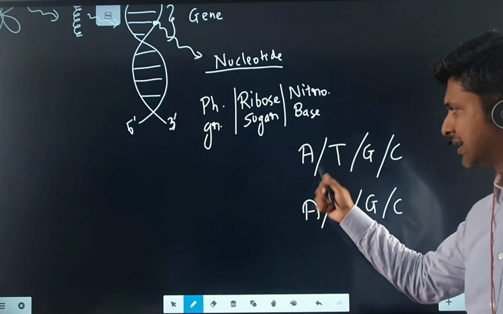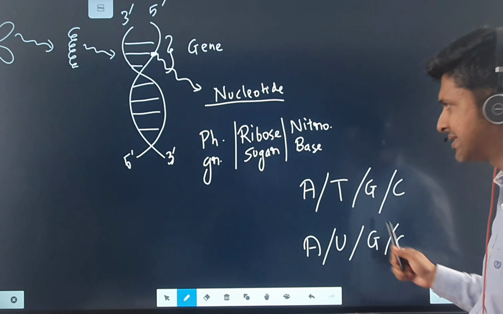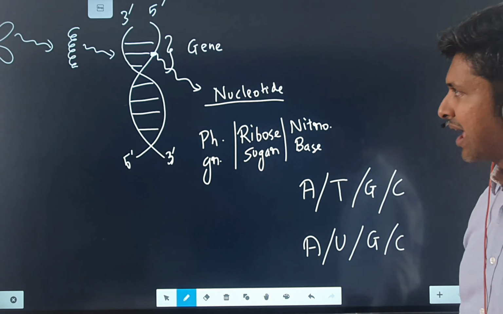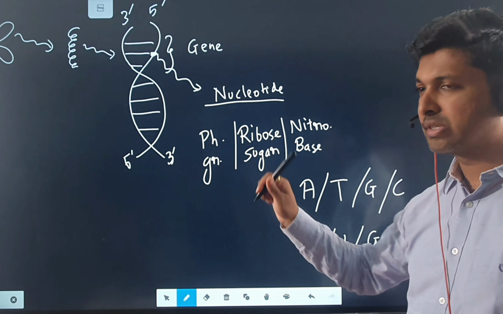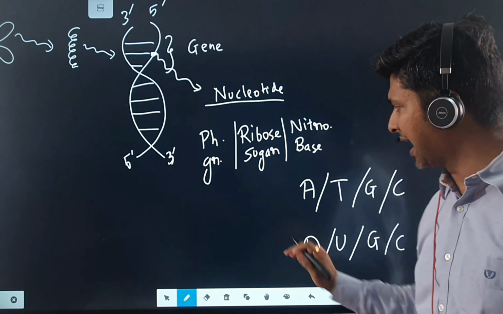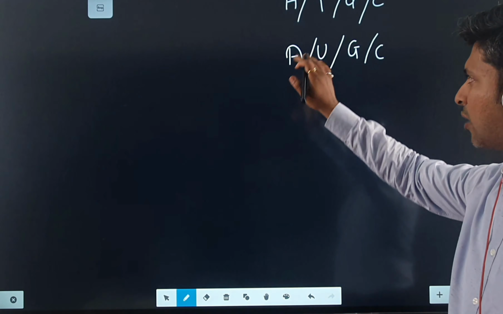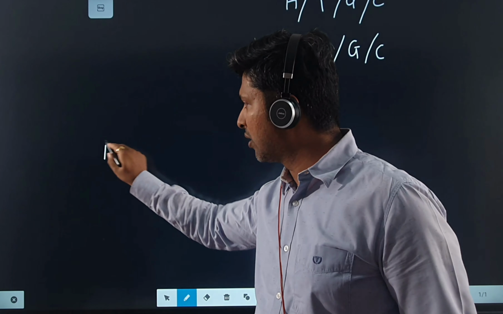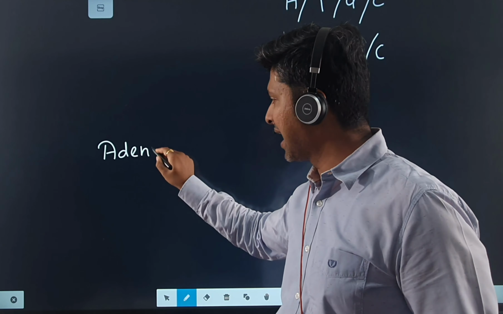Now what we are going to do is see the detailed structures of all these nitrogenous bases. Then we'll see the structure of the nucleotide, and then we are also going to see the detailed difference between DNA and RNA. So let's see how to remember these structures of adenine, guanine, then thymine and cytosine. First thing, adenine. Now I'm teaching this from the basics.